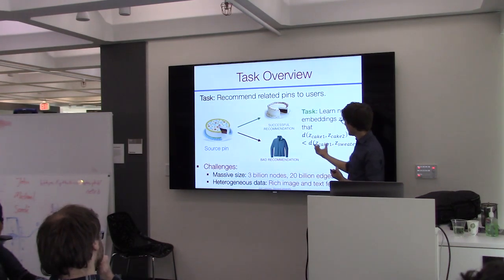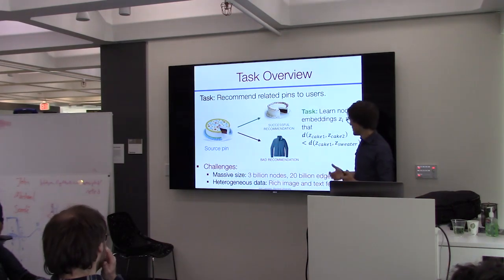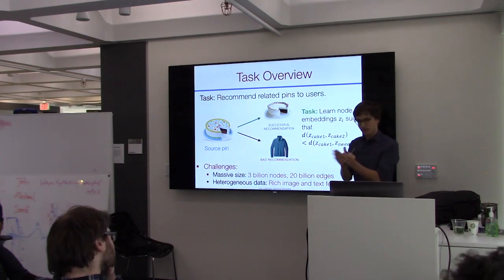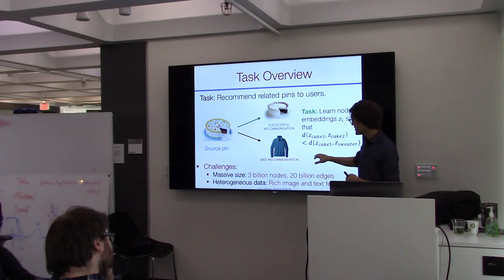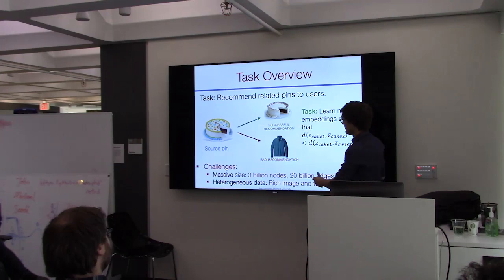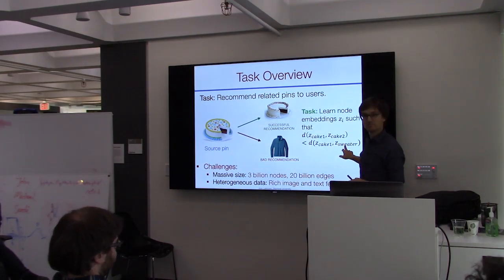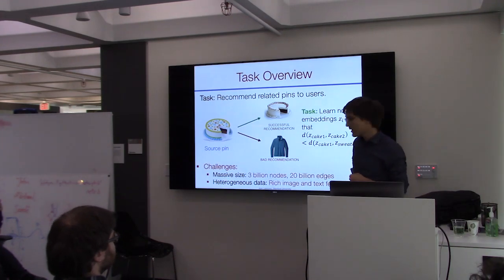So what is the task? The task is to learn coordinates, the embedding of every one of these nodes, such that the distance, let's say the cosine or Euclidean distance in this embedding space, between cake 1 and cake 2 is smaller than the distance between cake 1 and the sweater. That's my objective function.